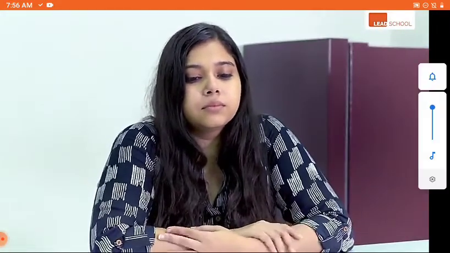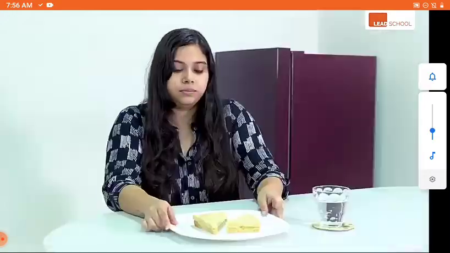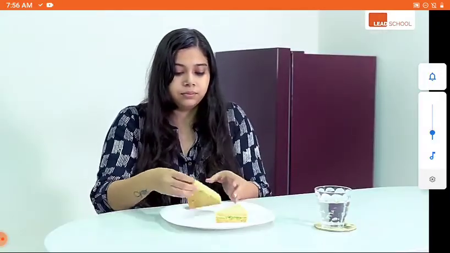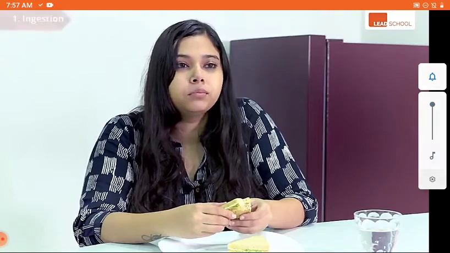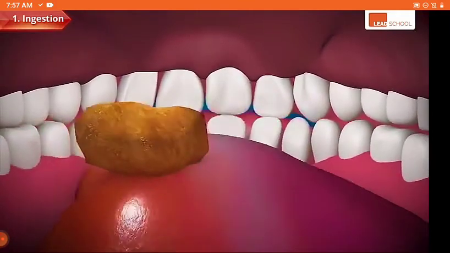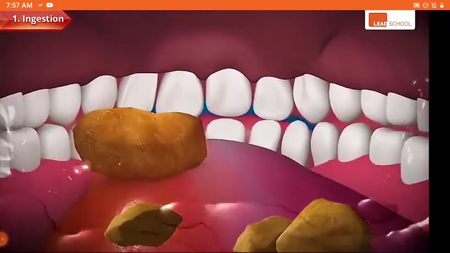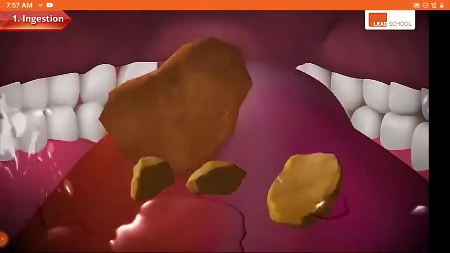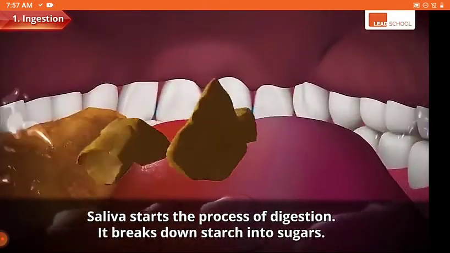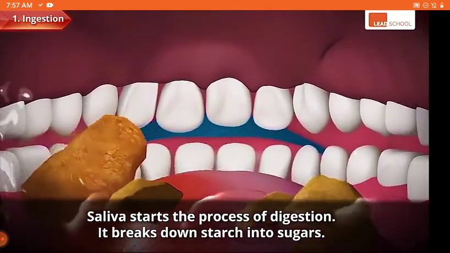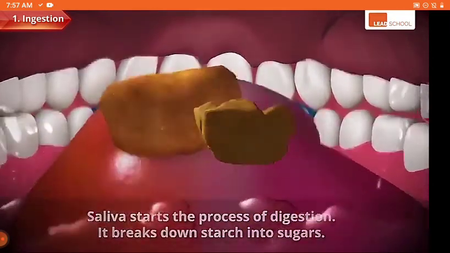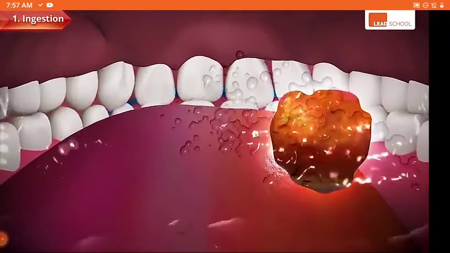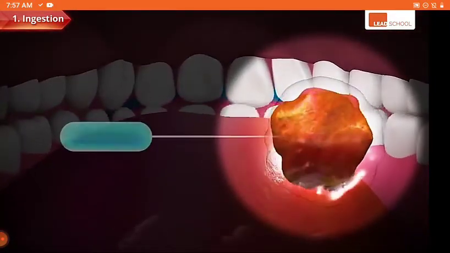Neha is so hungry. A bite of sandwich, she chews it for some time. This is called digestion. As she chews, her teeth break the sandwich down into smaller pieces, and the tongue mixes them with saliva, which makes swallowing easier. Saliva is a liquid that starts the process of digestion in the mouth itself. It breaks down starch into sugars. This ball-like mixture of food and saliva is called a bolus.